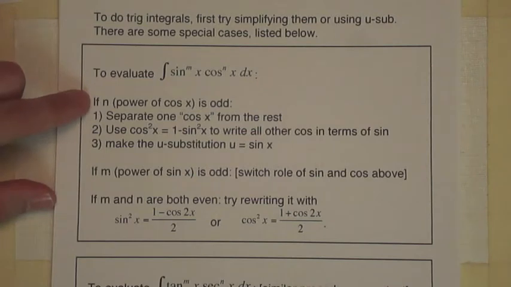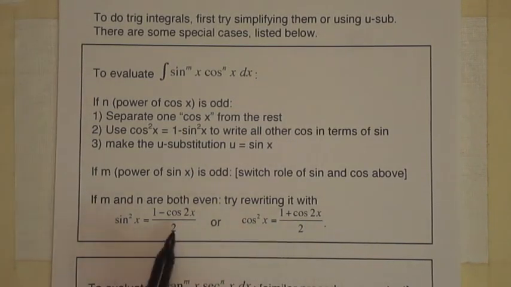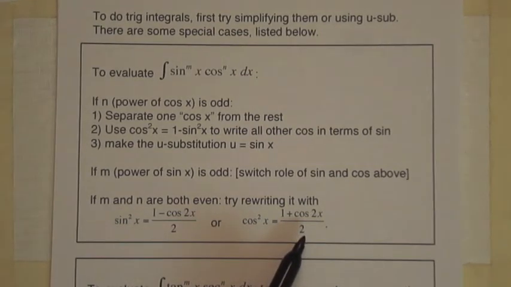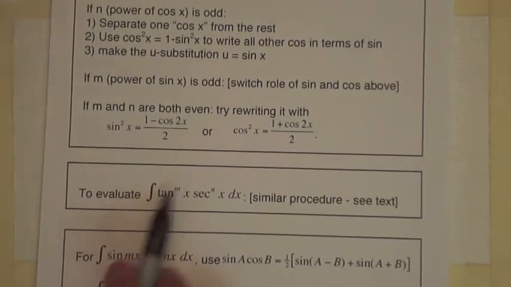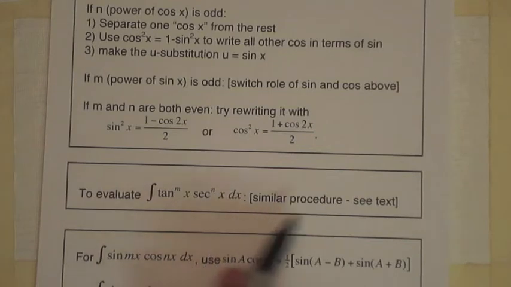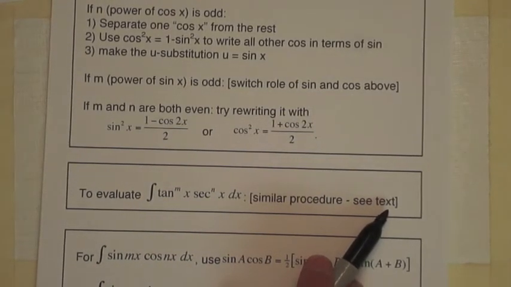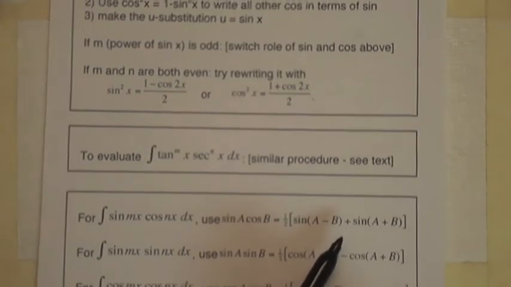Now what if neither power is odd? Then you have to use these funny half-angle identities, which I printed on the previous page. Similarly, if it's powers of tangent and secant, there's a similar procedure to powers of sines and cosines. See any textbook, or you can look up some examples online to see how that's done. But it's a very similar procedure.